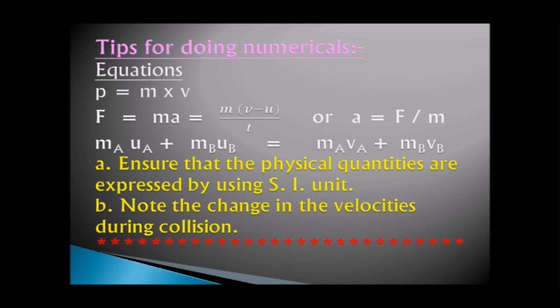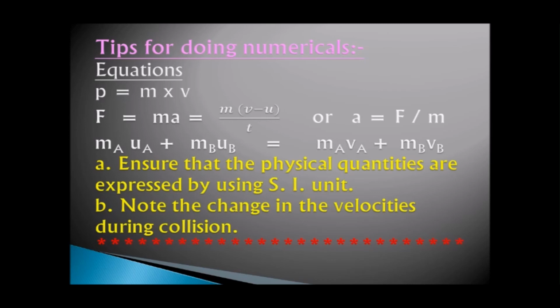The law of conservation can be expressed as ma ua plus mb ub equals ma va plus mb vb, where ma and mb are the masses of the objects a and b respectively. ua and ub represent their initial velocities, and va and vb represent their final velocities.